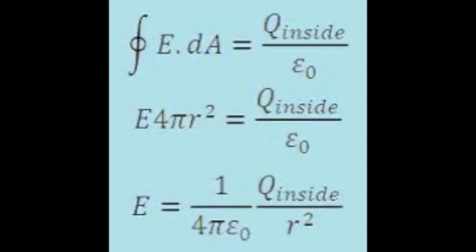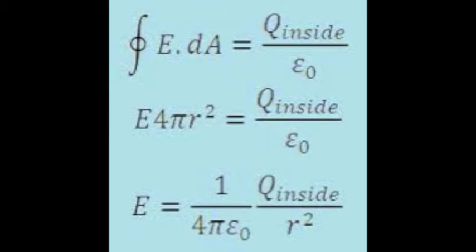Gauss's law states that the flux of a closed surface, which is the closed integral of the electric field with respect to area, is equal to the charge inside over epsilon naught. Using this formula, we can do a couple important things, like derive the electric field of objects.